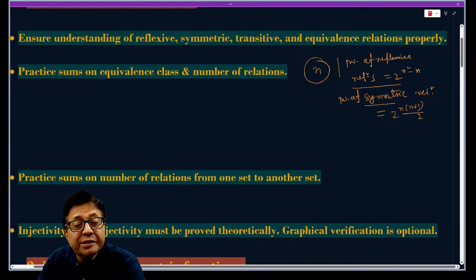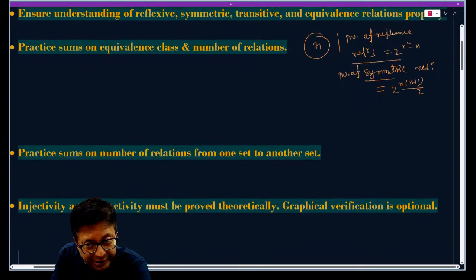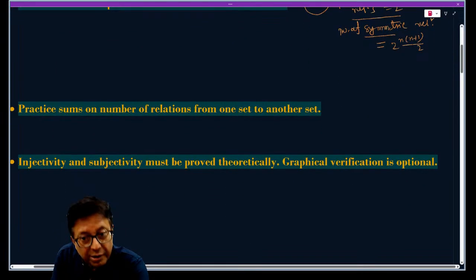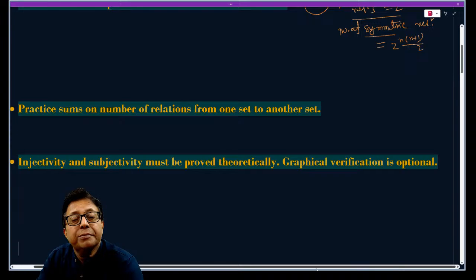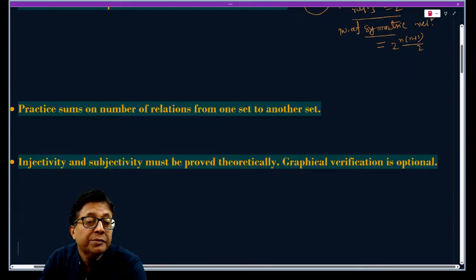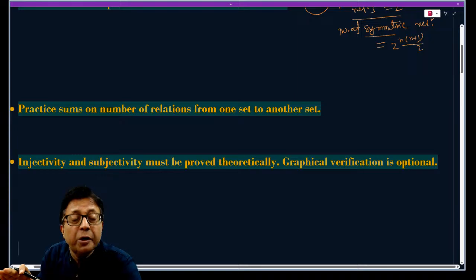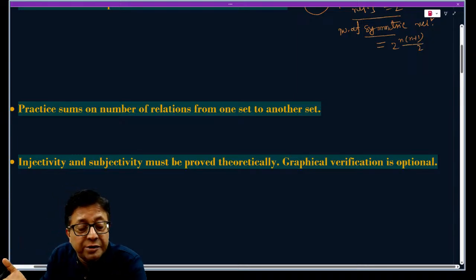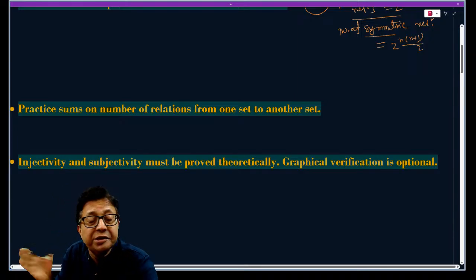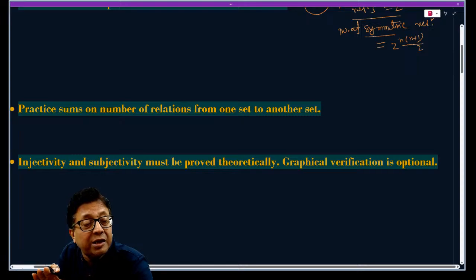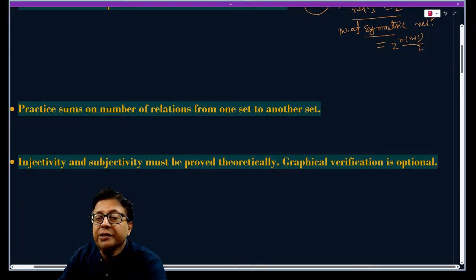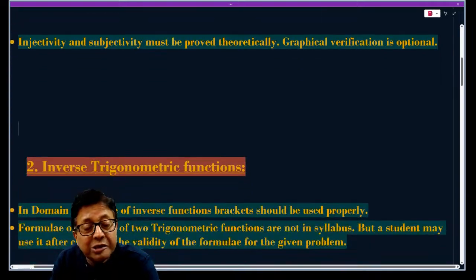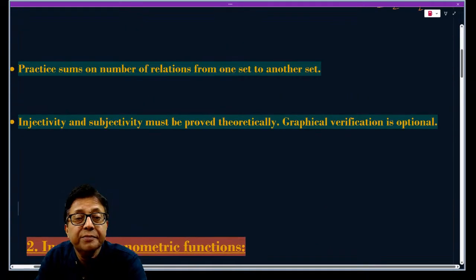Injectivity and surjectivity can never be proved by the graphical method. It is optional. You have to prove it theoretically. If you do the graphical method, no problem, but it is just for your satisfaction when you are solving a problem. For injectivity and surjectivity, follow the normal method. Graphical verification is optional.